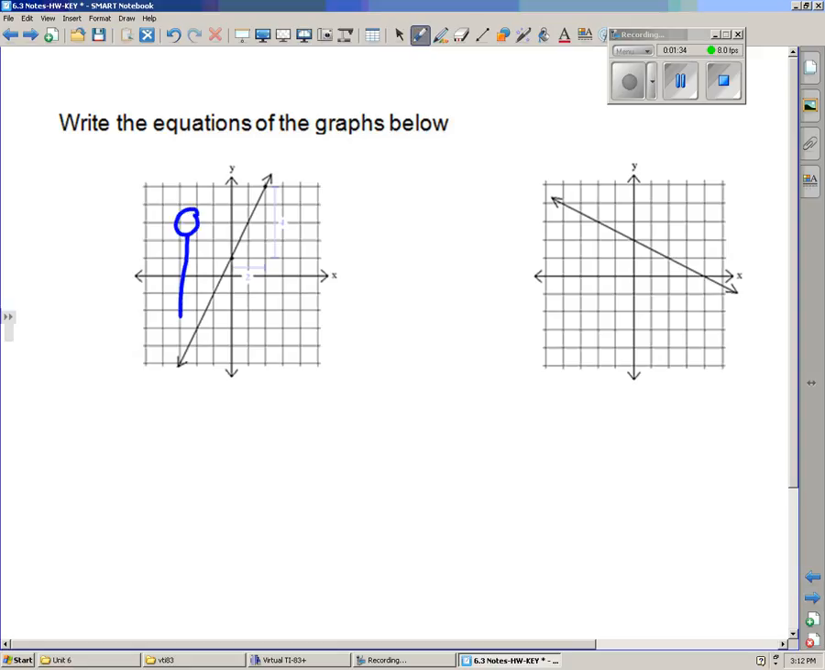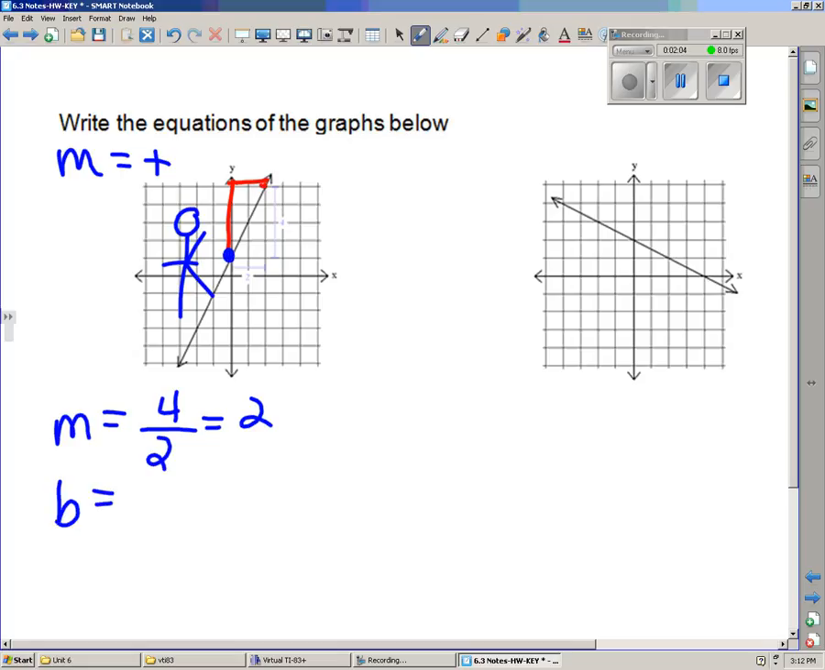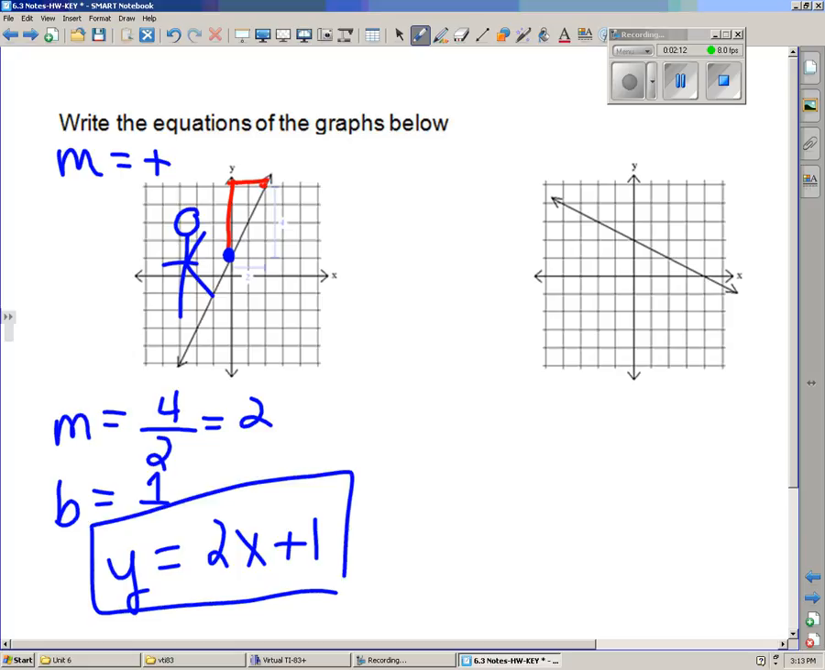On this first graph, from left to right, I think of a person walking uphill. If that's the case, I think about my slope being positive. If I need to find the slope of this line, I'm going to pick 2 points on the line. Here's a point, here's a point. I'm going to trace my path up 4 over 2. I went up 4, positive, to the right 2, which is positive. The slope is just 2. The y-intercept is where the line crosses the y-axis, and that's at 1. And now I'm back to the first page where y = mx + b. y = 2x + 1.